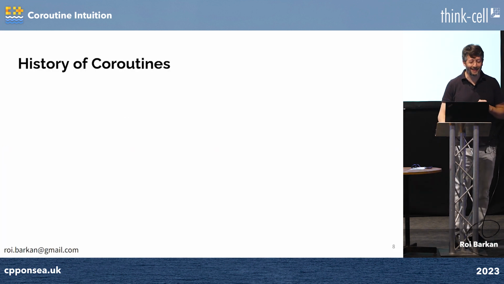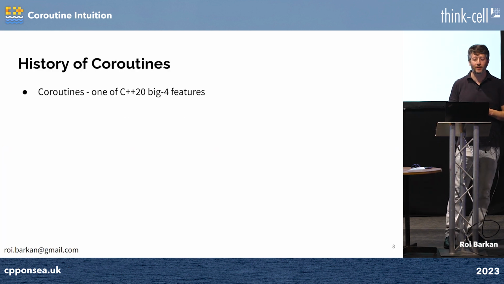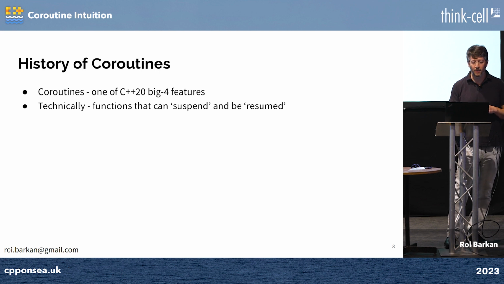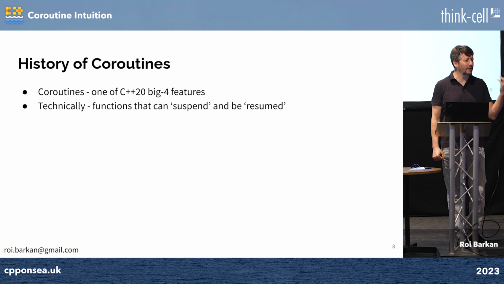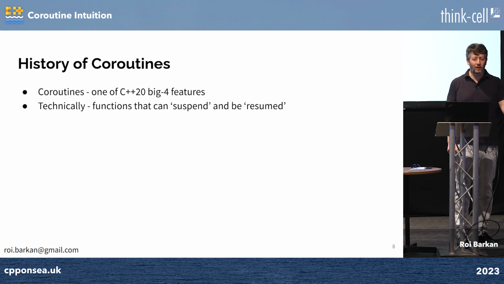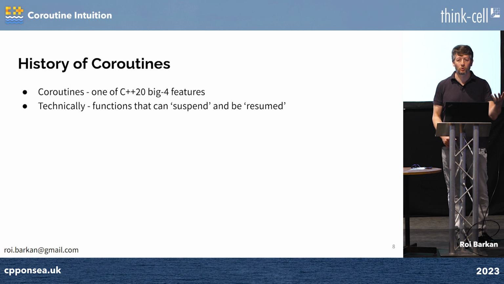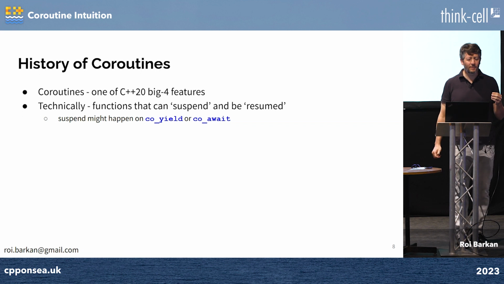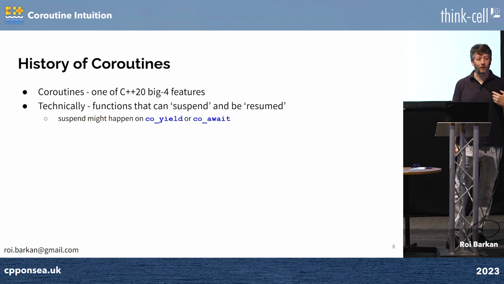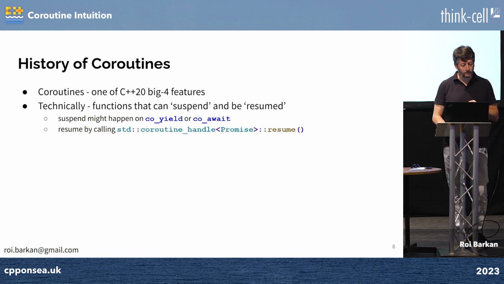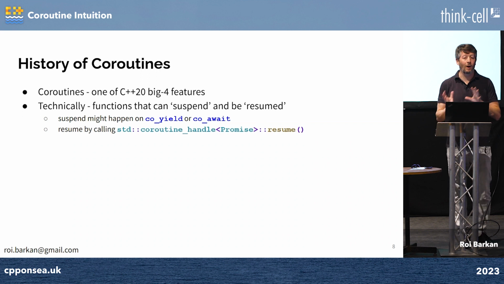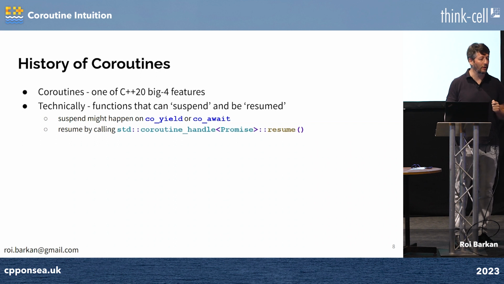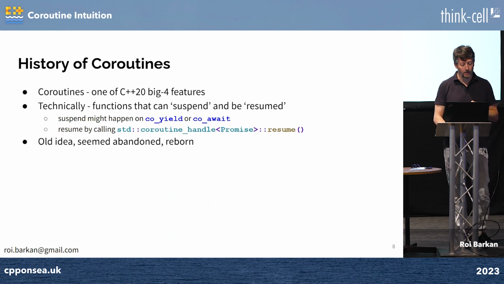So in recent history, in 2020, as you mentioned, coroutines is one of the big 4 features for C++20. And technically, when people say coroutines, they basically mean functions that can get suspended and be resumed later on. That's the entirety of the notion. And in C++, a suspend might happen when the coroutine issues a co_yield or co_await statement. And a resume happens after a coroutine gets suspended, by someone else that has a handle to this coroutine, and they call the resume method on that to get things running back up.